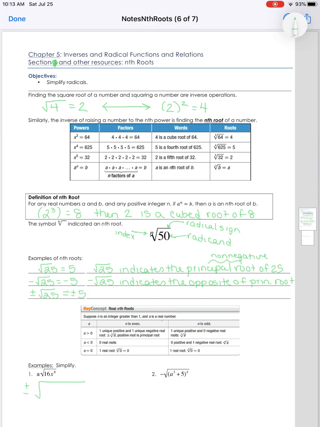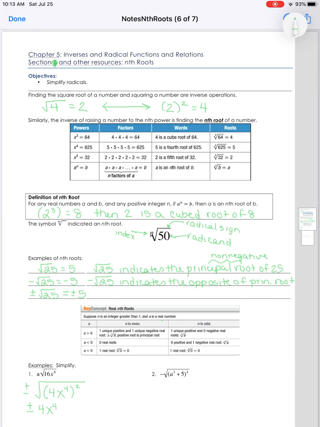Okay, so now as we go through these, again, you might still see square roots, and then you're also going to see other numbers as well. So let's practice with the square roots first. So we're going to simplify plus or minus square root of 16 x to the 8th.